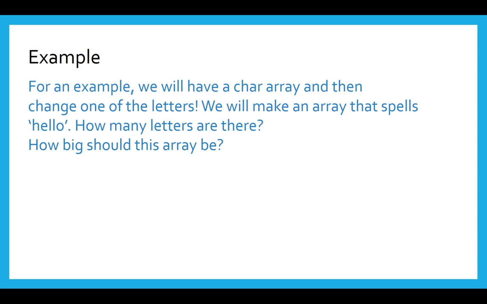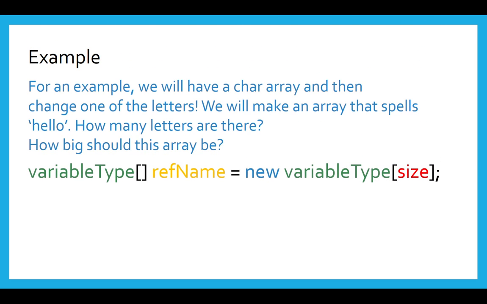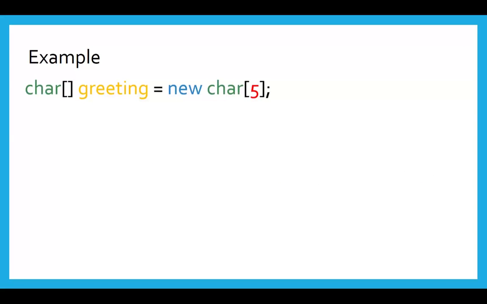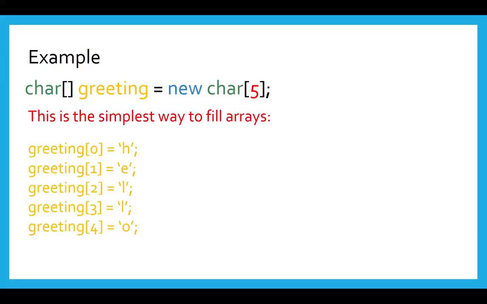An example that we are going to make is going to be a char array. And we're going to fill it with letters that spell out hello. So my question for you is, how many letters are there? And therefore, how big should this array be? Well, we're going to make an array that is going to contain 5 elements. So here, we have an array that is going to hold 5 chars. This array holds the chars that spell out hello. This is a very simple representation of actually what strings are.